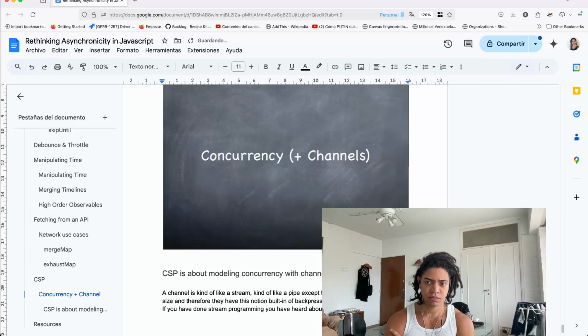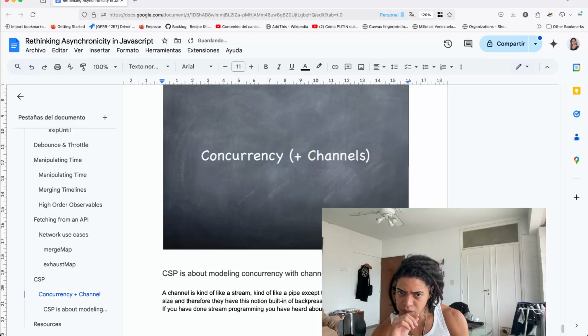Now, CSP stands for Communicating Sequential Processes. This actually was a pattern invented way back in the 60s. A guy named Hoare wrote this book called Communicating Sequential Processes. It was a model for managing concurrency. Some of you may have heard of the actor system.